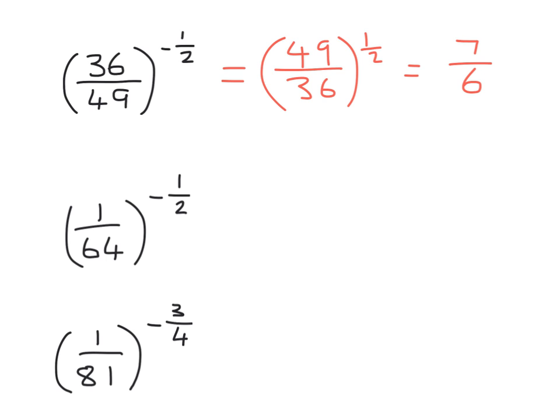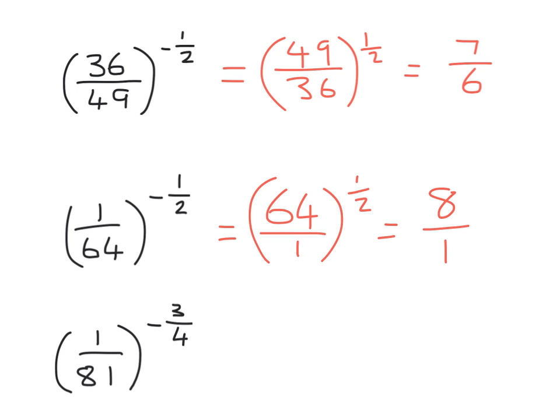So 1 over 64 to the power of minus a half. So we find the reciprocal, which is 64 over 1. And we're doing it to the power of a half, which gives us a square root. So that'll be 8 over 1. Now in this case, because we've got 1 as our denominator, we make that a whole number 8 and leave it like that. If ever you have a denominator of 1, you make sure that you write it as the whole number.